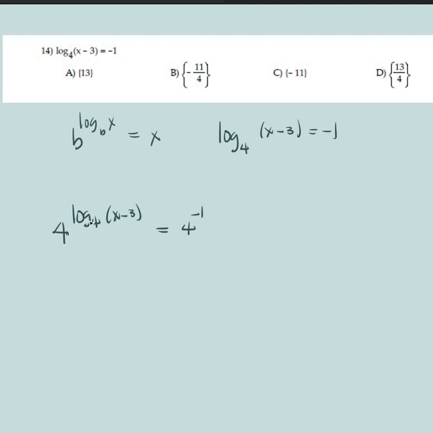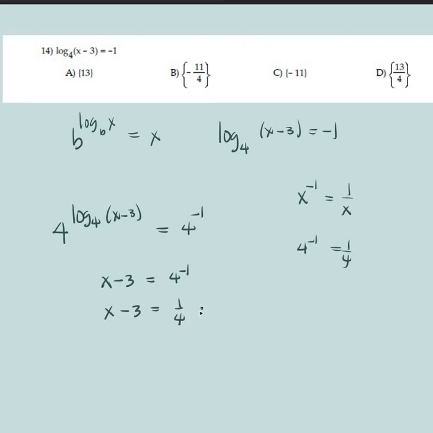Okay, 4 to the log base 4 of x minus 3 is going to be x minus 3 is equal to 4 to the -1. Now, what is 4 to the -1? Then you have to review exponents here. If you have something like x to the -1, this is the same as 1 over x. So in this case, 4 to the -1 is the same as 1 over 4, 1/4. Great. So now we have here x minus 3 is equal to 1/4.